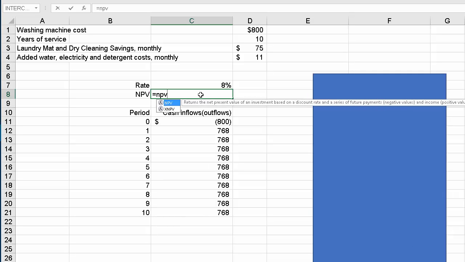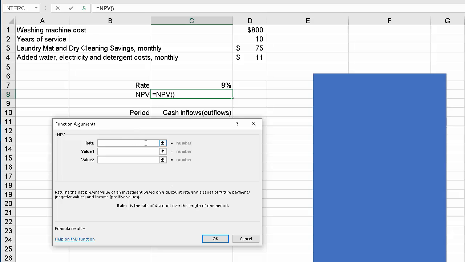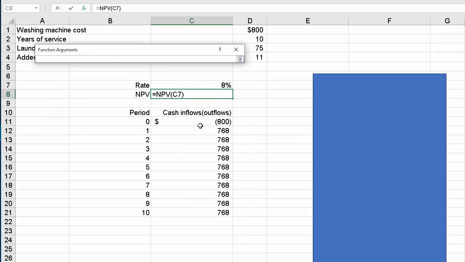So we'd say equal NPV, hit the left paren. I like to call this up, so we get a list of the function arguments, and then you start putting in what you need. Well, the rate is 8%. And then it wants to know the values. Well, the values appear in the schedule. Let me move this out of the way.